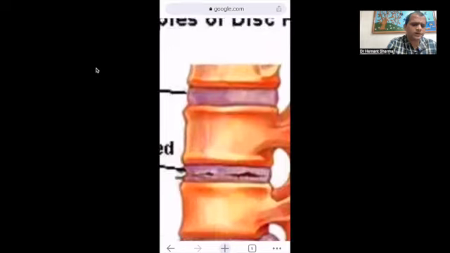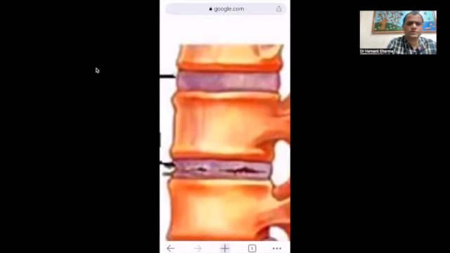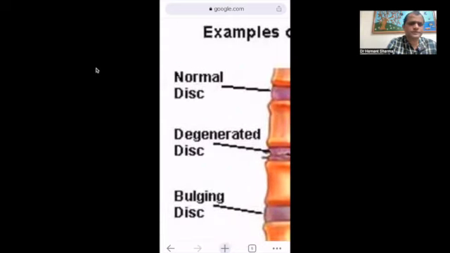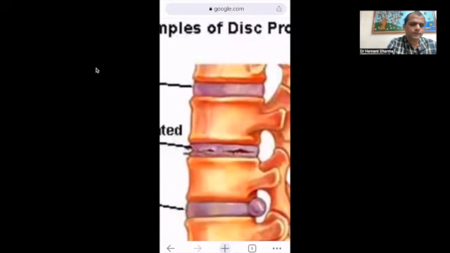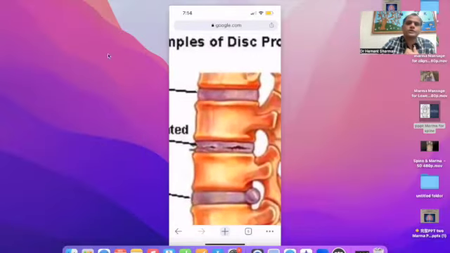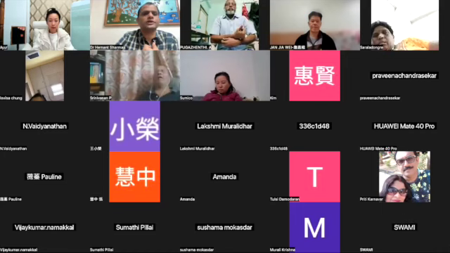So we can see the tear and wear of the disc. There's a cracking of the disc. So this is called a degenerated disc. So you can consider this like an old car which is having very poor shock absorber. So the question comes, what is the meaning of old age?